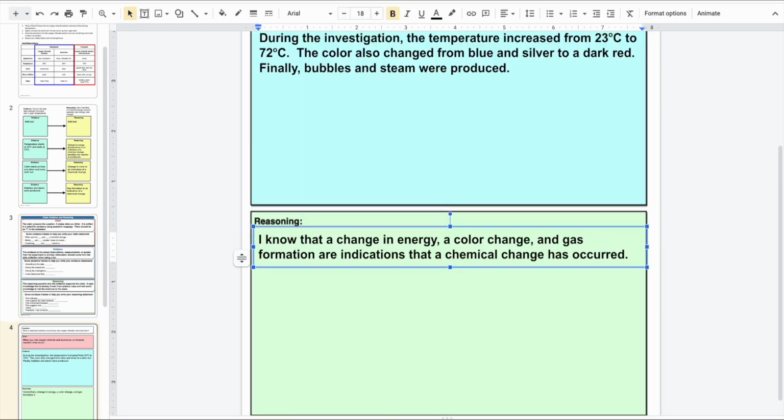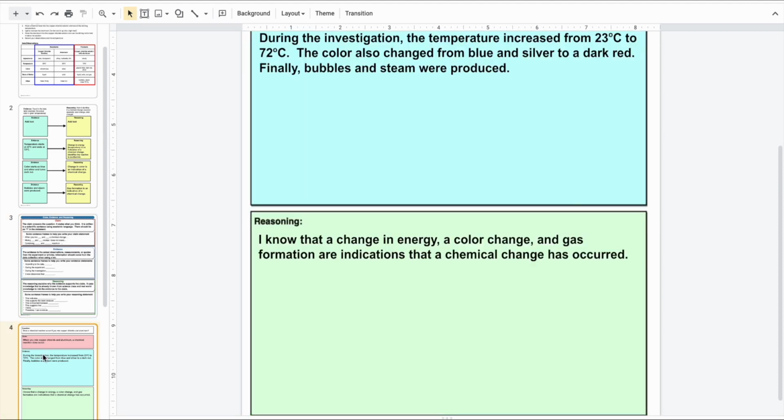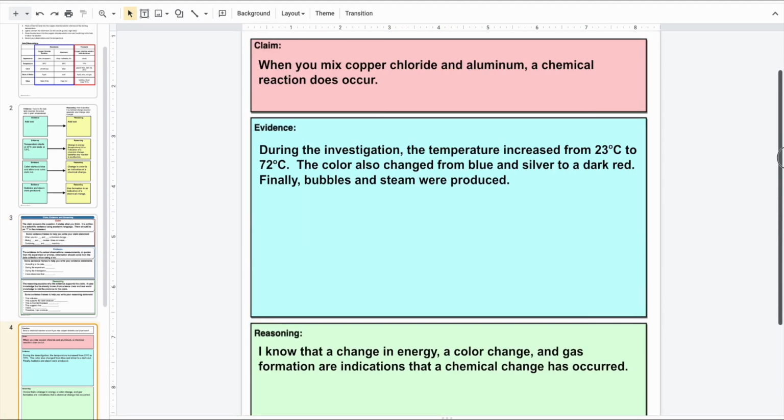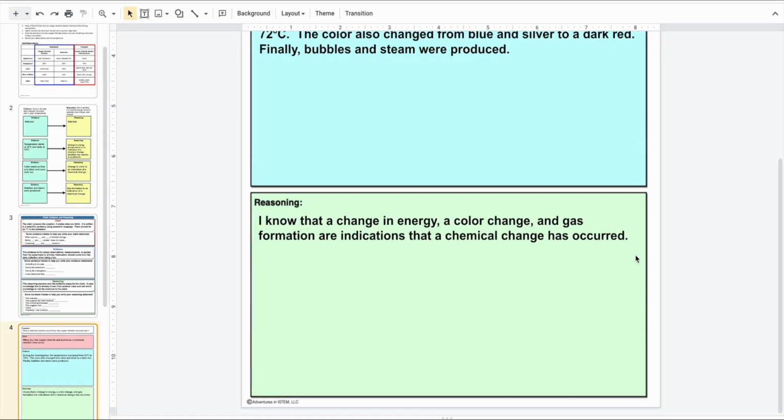So I have that, but also under reasoning, you want to wrap it up. You want to draw that concluding sentence. The therefore I can conclude, or therefore I know. So what you want to do is you're wrapping up your conclusion by restating your claim one more time.